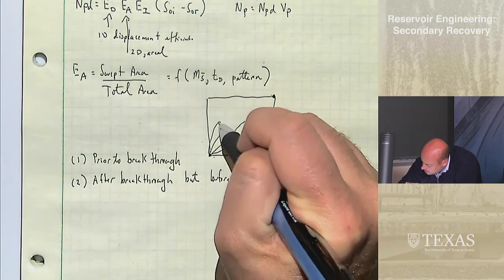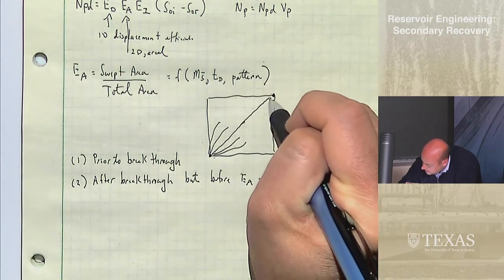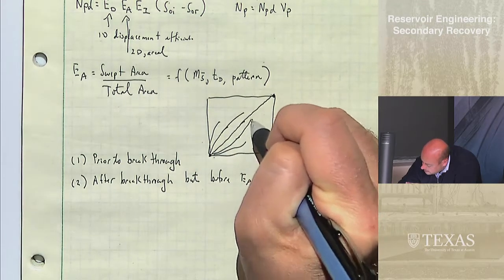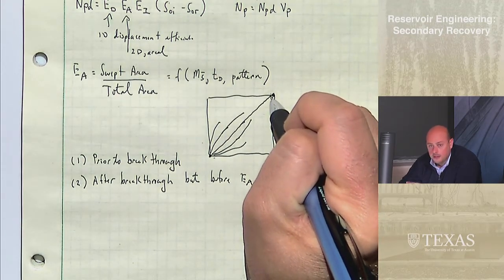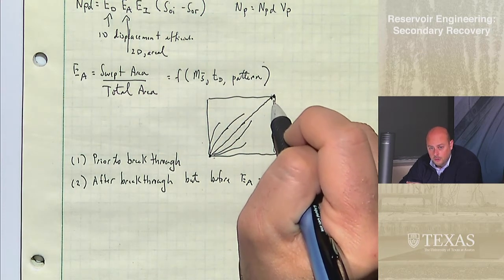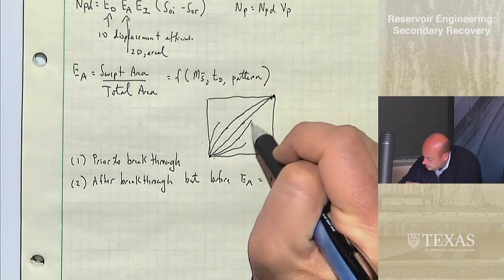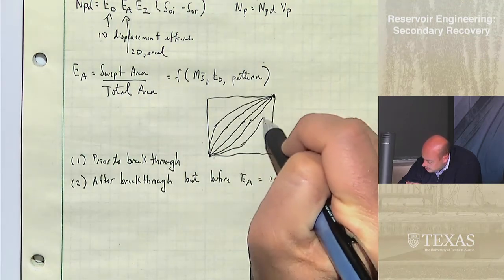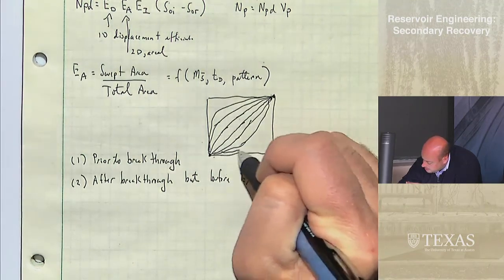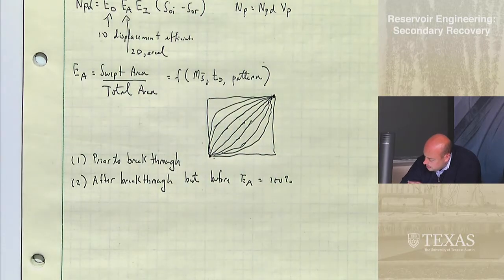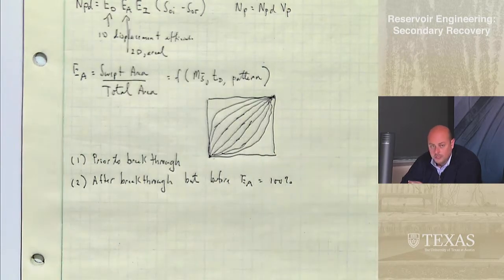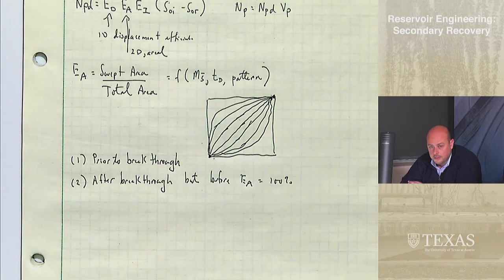and you're getting these streamlines, and this first streamline is going to get there first. When that first streamline gets there, that's breakthrough. That's the first water droplet injected that reaches the producer well. As time goes on, you're going to increase your sweep efficiency. Okay. And this number will continue to increase until you get to 100%.